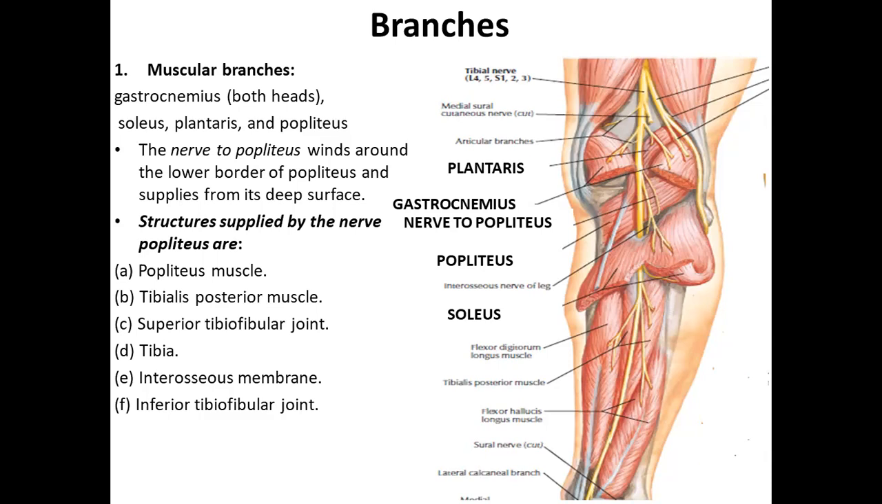popliteus winds around the lower border of the popliteus and supplies it from its deeper aspects. So you can see here, this is the nerve to the popliteus. It winds around the lower border of this popliteus muscle, and then it supplies the muscle from the lower side, that is, from the inferior side it supplies the popliteus. All the branches of the tibial nerve, as we can see, arise from the lateral side, except the nerve to the medial head of the gastrocnemius, which arises from the medial side.